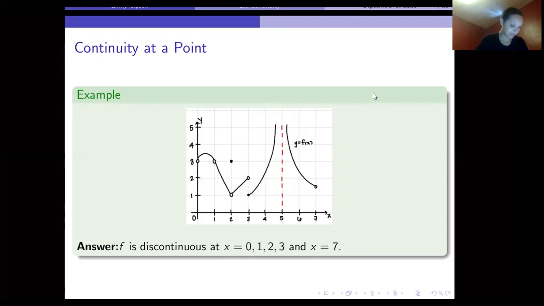And finally, x equals 7. At 7, we have a discontinuity where we have an undefined section of our graph, but the limit only exists from the left. So we don't have a right-hand limit at all. So hopefully that makes sense and we can keep going.